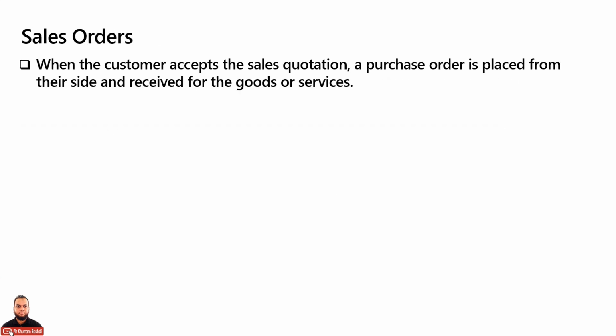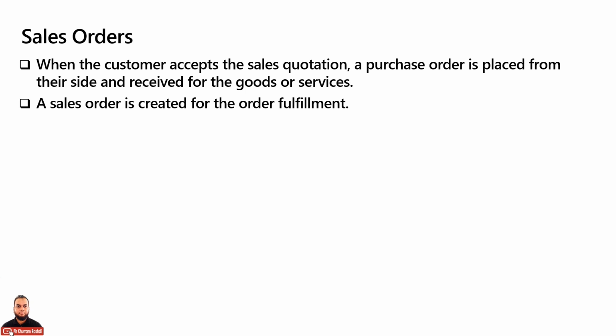When the customer accepts the sales quotation, a purchase order is placed from their side and received for the goods or services. That purchase order is basically a commitment from the customer that they will purchase the services, because after the sales quotation revision they have committed that they agree to this pricing and are interested in buying the services or the items from the company as a vendor. So that is received, and the sales order is generated from the sales quotation.